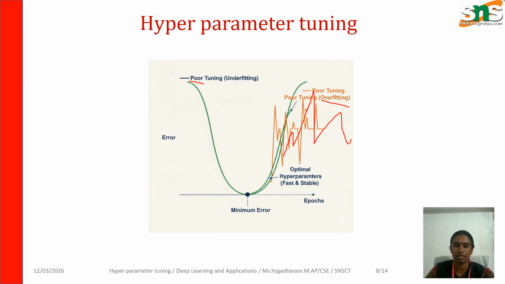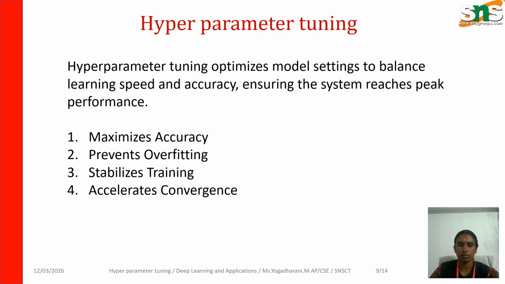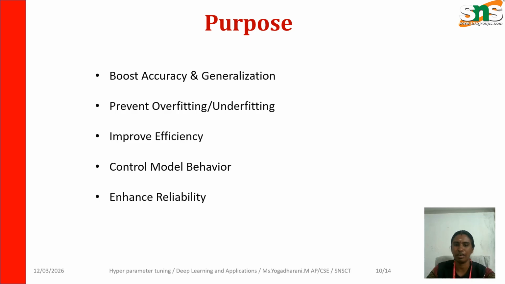Proper tuning maximizes accuracy and prevents overfitting. It stabilizes training and speeds up convergence. Proper tuning leads to optimal learning, like in sports training, where proper coaching improves performance and consistency. This includes improving accuracy, controlling model behavior, and reliability. The purposes are improving efficiency and preventing overfitting, giving the best accuracy and generalization.